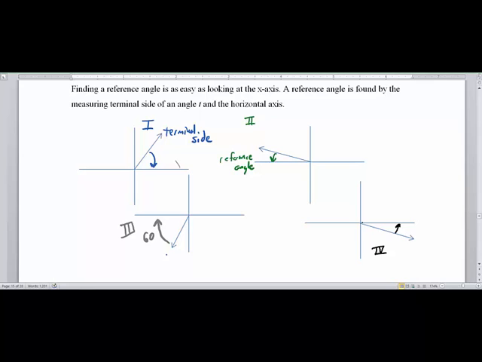So to review, because we just went over a whole lot of vocabulary and a whole lot of theory, from each quadrant, if you take the terminal side of an angle and drop it straight to the x-axis, you've created a reference angle. All right, so let's keep going.